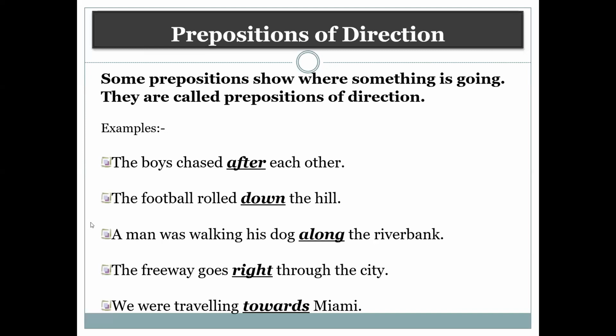Fine. A man was walking his dog along the riverbank. Where was the man walking his dog? Along the riverbank. The freeway goes right through the city. Where does the freeway go? It goes right through the city. So where? Direction. We are traveling towards Miami. Where are you traveling? We are traveling towards Miami. Again, a preposition of direction. After, down, along, all these, when they talk about direction, they are called prepositions of direction.